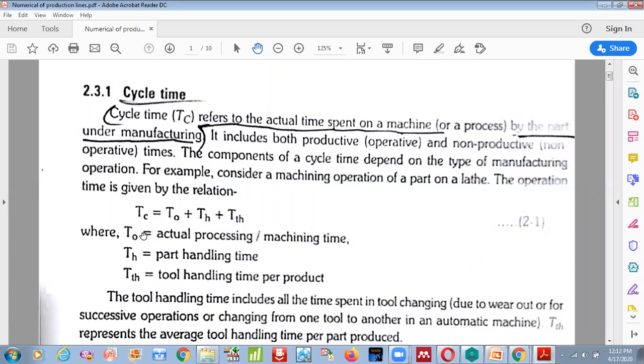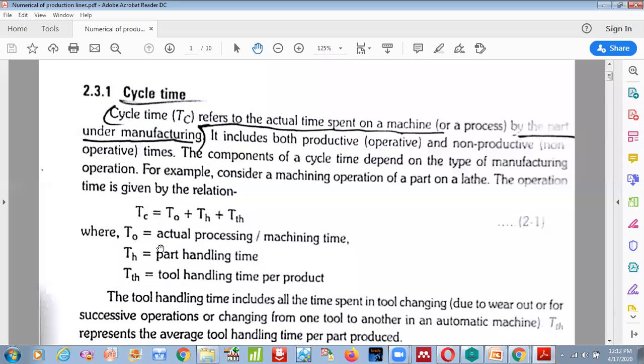Where TC is the cycle time, which may be given in minutes, seconds, or hours. T naught will be the actual processing or machining time. That means, under ideal conditions, excluding fixing and removing the tool or the workpiece, the time taken for thread cutting is nothing but the actual process. Hope you are getting it.